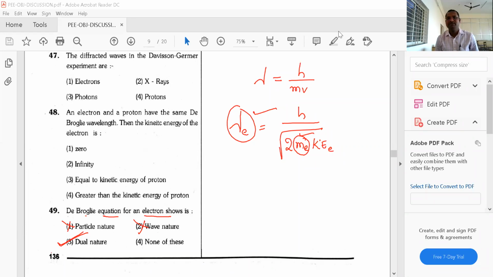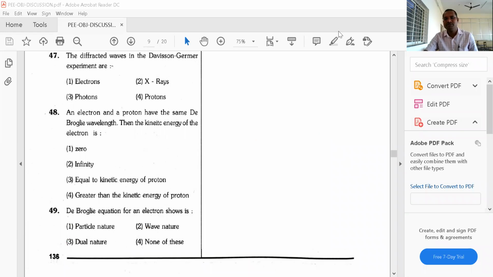Photoelectric effect gives what? Photoelectric effect gives particle nature. Interference and diffraction give wave nature. Got it?